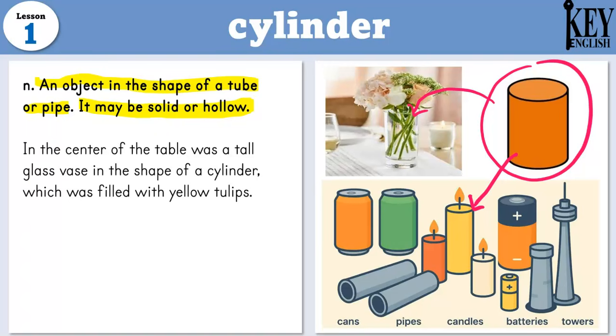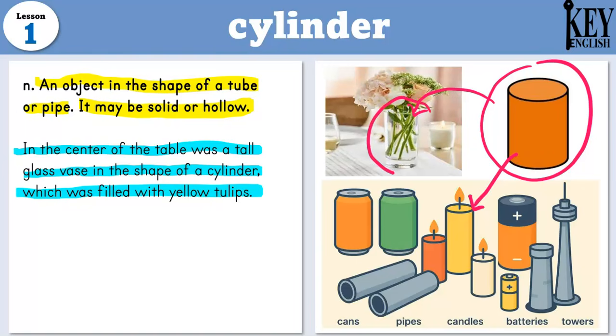Let's look at the example sentence. It says, in the center of the table was a tall glass vase in the shape of a cylinder, which was filled with yellow tulips. So this sentence is talking about a vase like this one on a table, and the shape of the vase is a cylinder. And there are many objects you can find that are shaped like a cylinder.